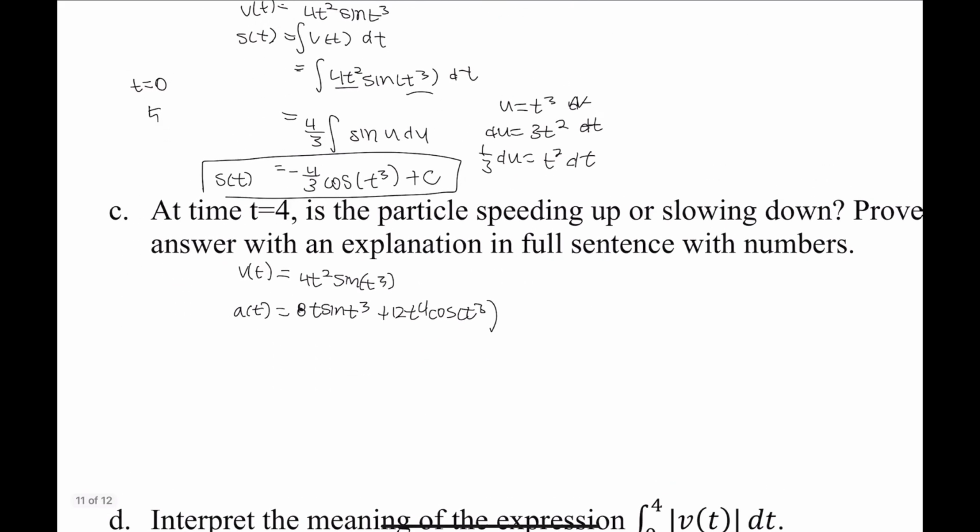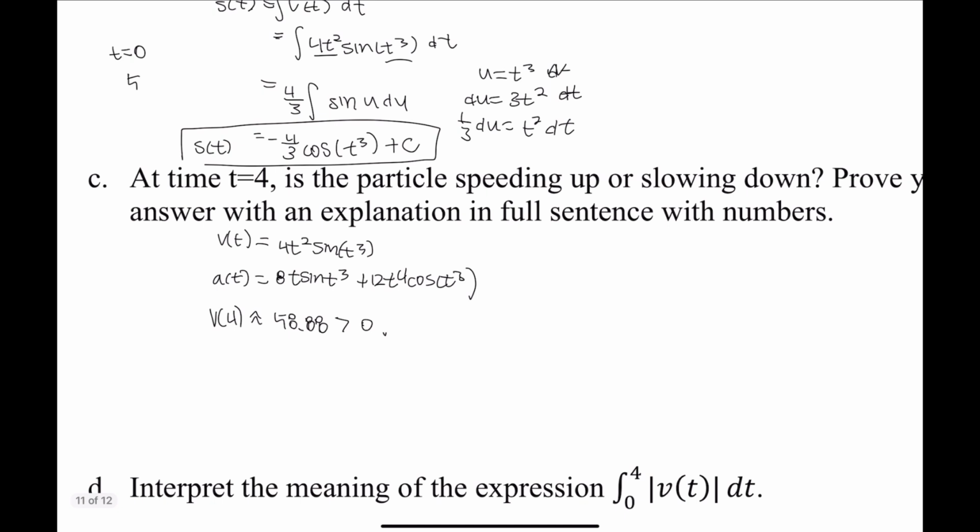Okay, and then we're going to plug in 4 for t in each of these. So plug that in. Make sure to use radians for sine here. So 4 times 4 times 4 times sine 4 to the third would give us, I'm going to use approximation, 58.88, which is greater than 0, so it's positive. And then for BC, make sure to use 3 decimal places. And then a of t, or a of 4, oops, sorry.